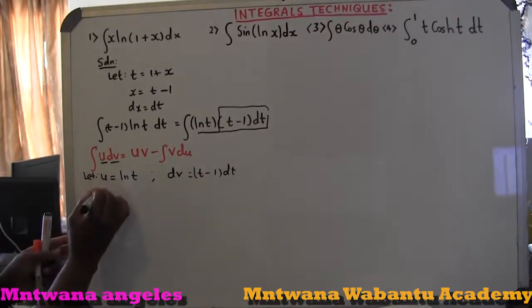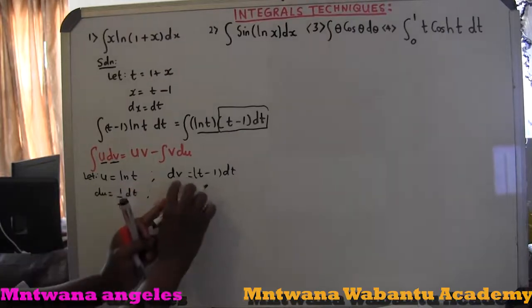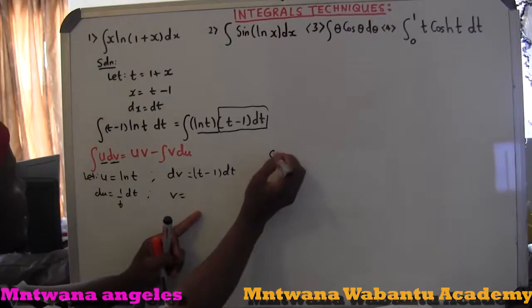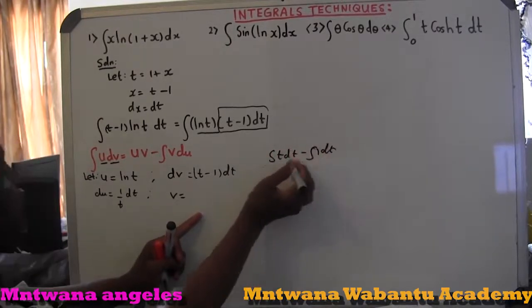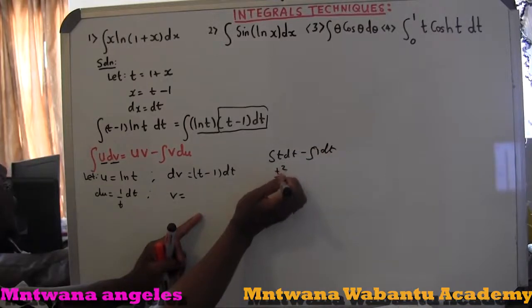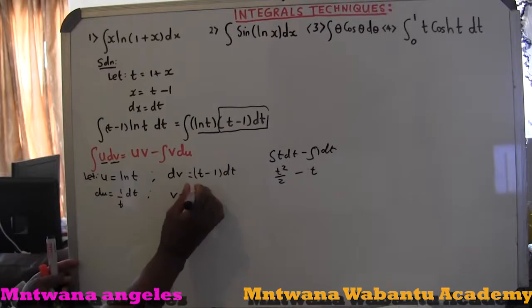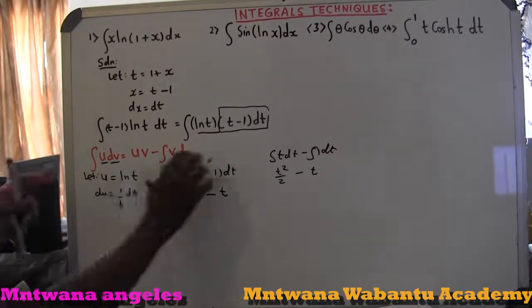When you differentiate u, you get du. When you differentiate ln of t, you get 1 over t dt. When you integrate this, it gives v. You can integrate it separately, the same as saying integral of t dt minus integral of 1 dt. So when you integrate this, it is going to be t squared over 2 minus t. Now what we're going to do is take all these and substitute into the by parts formula.